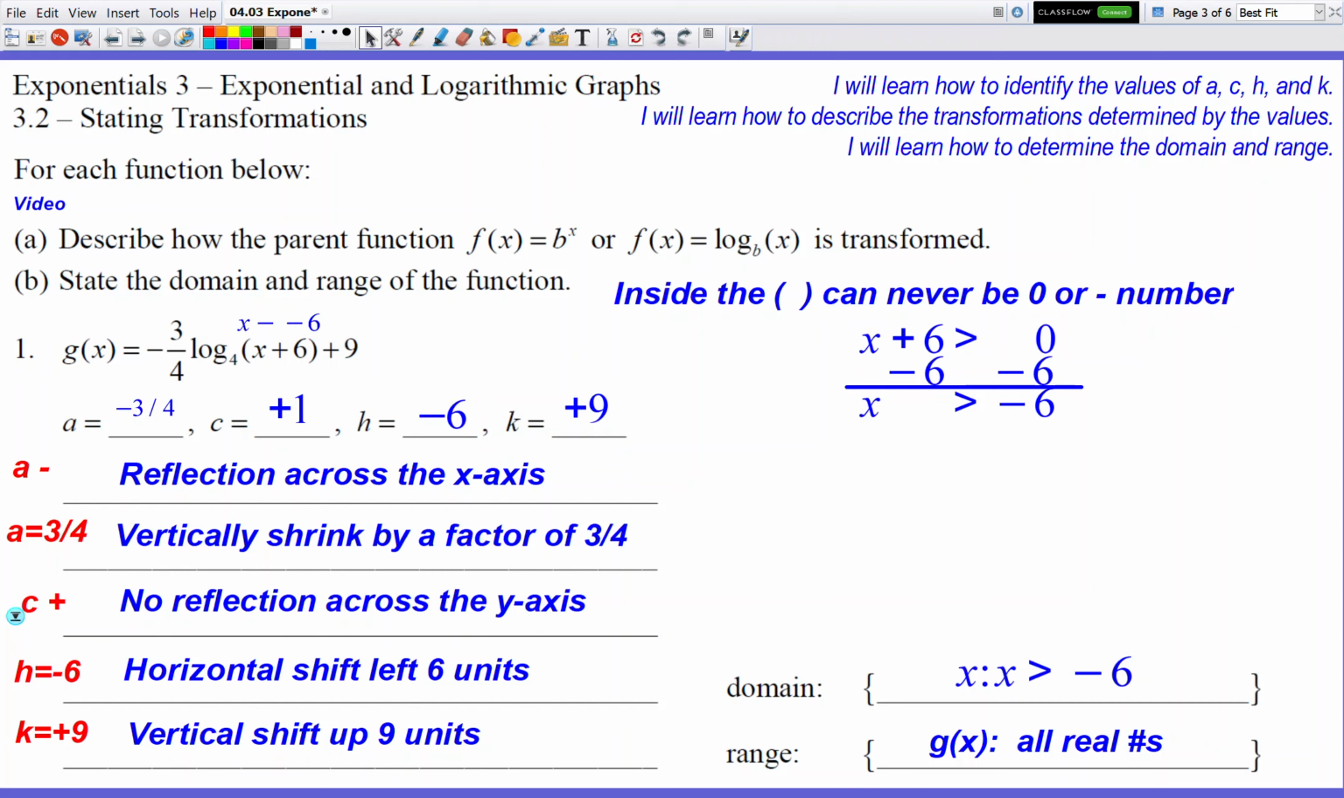Your a and your k, those are the easiest. A is all the way in the front, negative 3/4. K is all the way in the back, positive 9. And once you lock in on your 4 values, you can start writing your sentences.